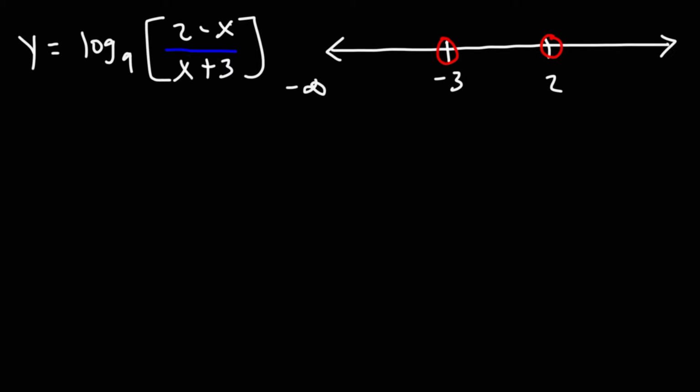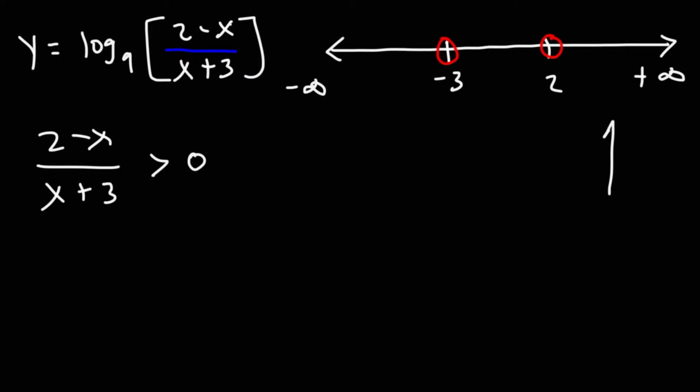Like before, we have -infinity all the way to the left and +infinity at the other extreme. Now, what's inside of the log must be positive or greater than 0. So let's plug in a number between 2 and infinity. So let's try +3. 2 minus 3 over 3 plus 3. Is that greater than 0?